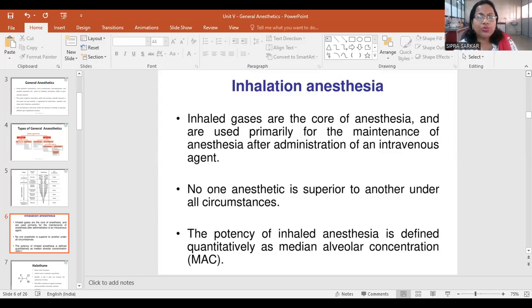No one anesthetic is superior to another under all circumstances. The potency of the inhalation anesthetic is expressed as the minimum alveolar concentration. How can you calculate or optimize the inhalation anesthetics? By the MAC, that is the minimum alveolar concentration. How the alveoli of the lungs are concentrated with the drug, as a result the anesthesia will be produced.